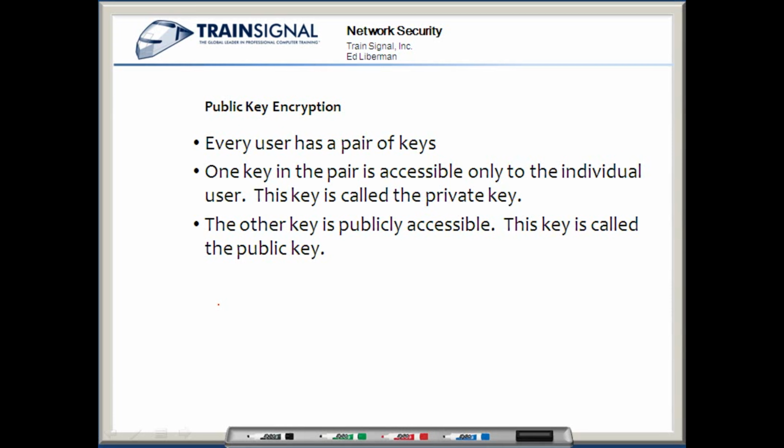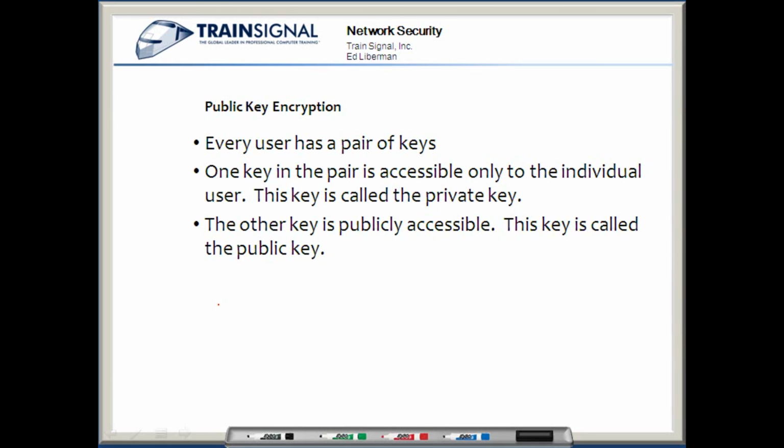The other key that has been assigned to you, and any other user who is participating in this, is publicly accessible. So this other key that's been assigned to you, I have access to it. This other person sitting next to me has access to it. This other person across the room has access to it. Person sitting next to you has access to it. Everybody has access to it. And that's why this is referred to as your public key.